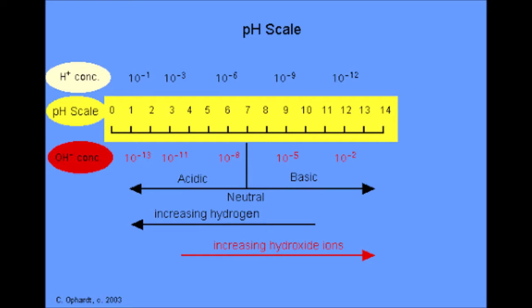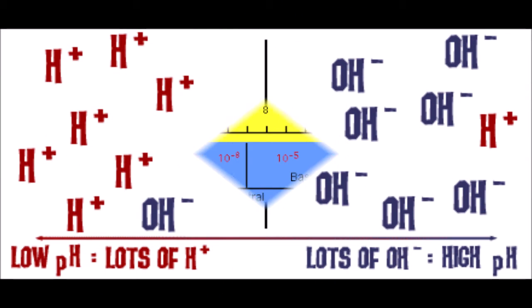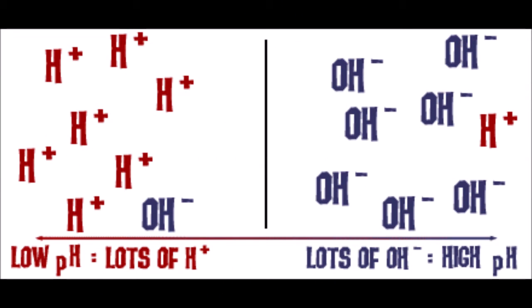But how do we know if we are working with acids or bases, you might ask? Well, for that, we use the pH scale. The pH scale is a measure of the concentration of hydrogen ions and hydroxide ions.